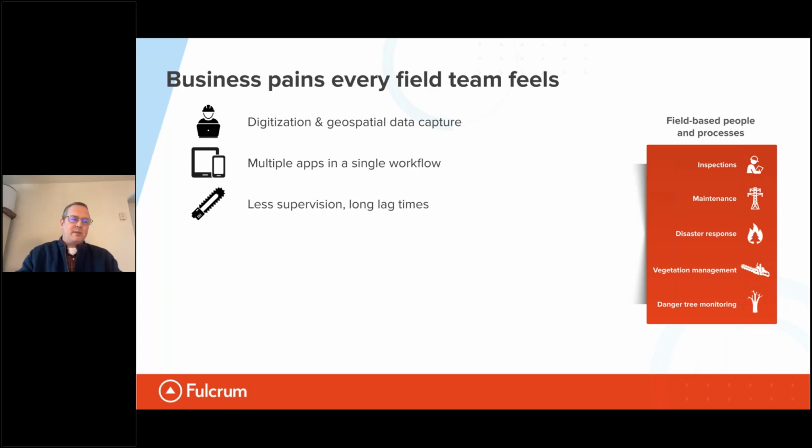We know that the people out in the field have less supervision, which means they also have longer lag times between supervision, right? You've got somebody back at the office maybe who's responsible for multiple teams, and it's hard for that person to get out to be in the field with those teams themselves. That makes it really challenging for them to, for example, supervise a situation before the team leaves the site.